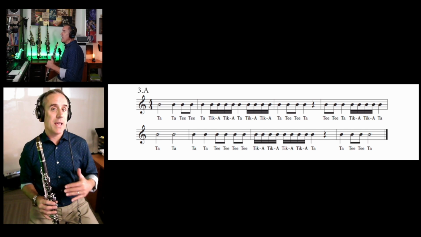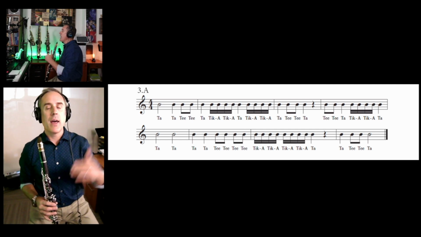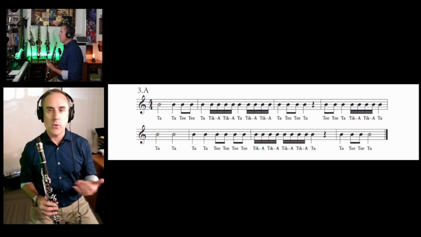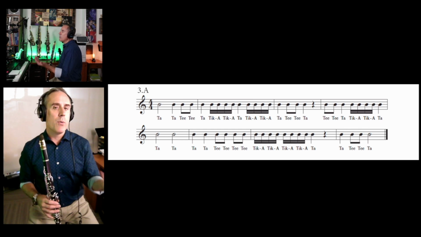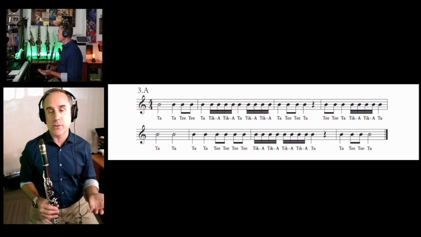Because there's 8 measures in this exercise, I can start on the root and end on the root and play a scale in between, which is great. Do a minor scale, major scale, play a mode, whatever you want to do, be creative. It helps bring musicianship and musicality to these rhythmic exercises.